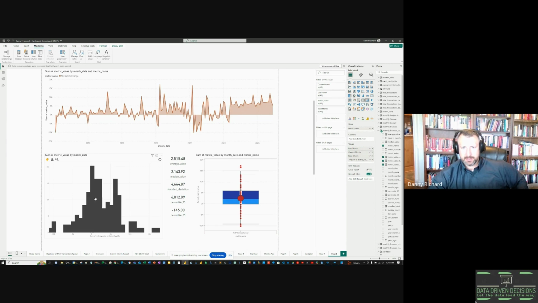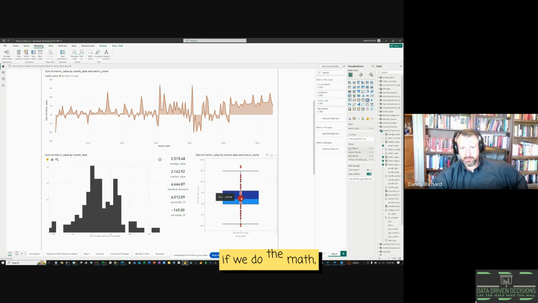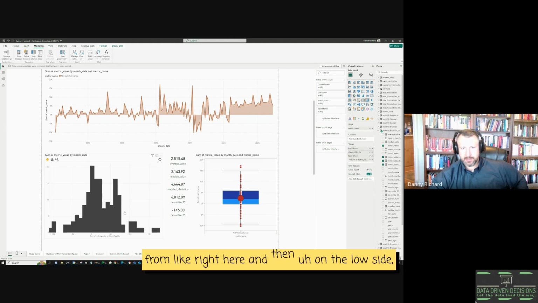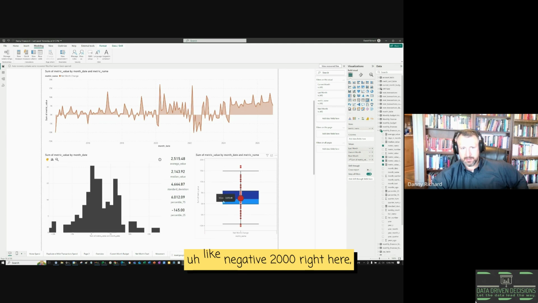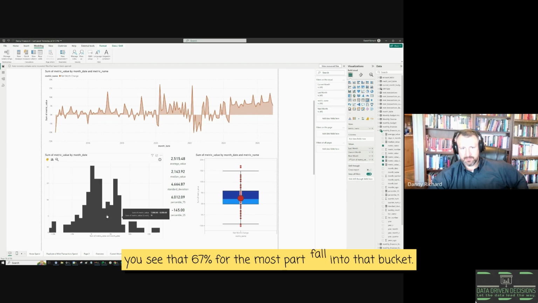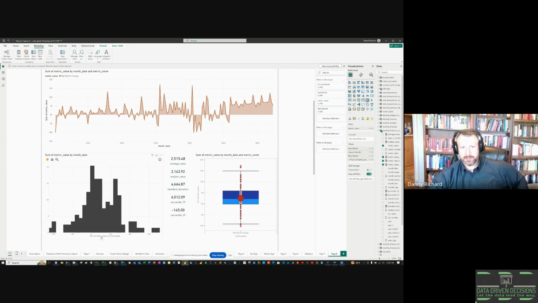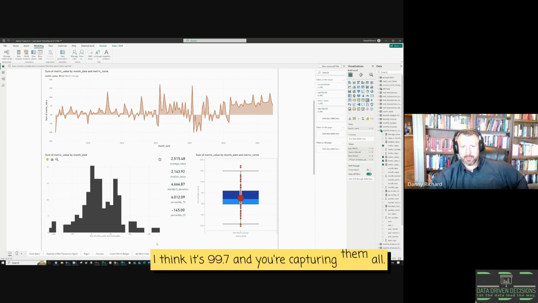And when I say 67% fall within 1 standard deviation, if we do the math, 2,515 plus 4,600 is about 7,100. So from right here, and then on the low side, like negative 2,000 right here, you see that 67% for the most part fall into that bucket. And if you go 2 standard deviations, it's going to be like 95%. If you go out 3 standard deviations, I think it's 99.7, and you're capturing them all.